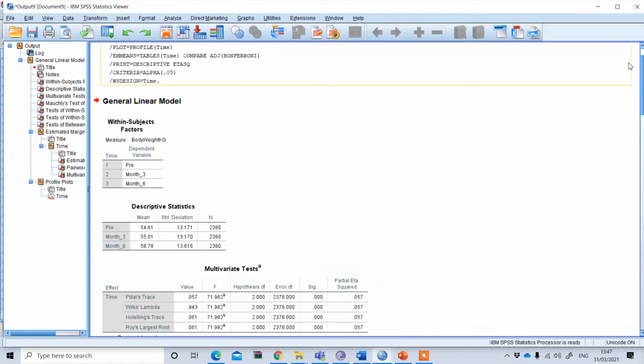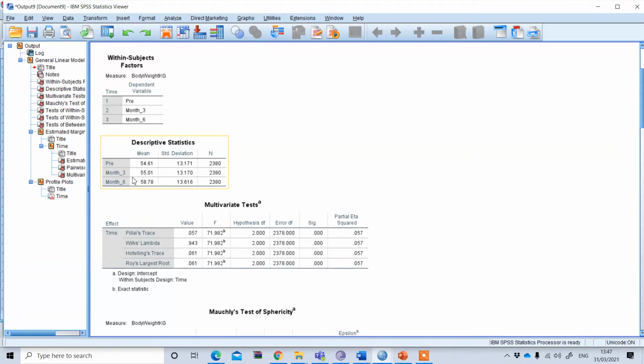and if I look at the descriptive statistics, I can find the impact of the medicine on body weight. Especially in the pre condition, that means before using the medicine, the mean body weight was 54.61 kilogram, and after using the medicine in month 3, it has increased to 55.01 kilogram, and after 6 months it has further increased to 58.78 kilogram.